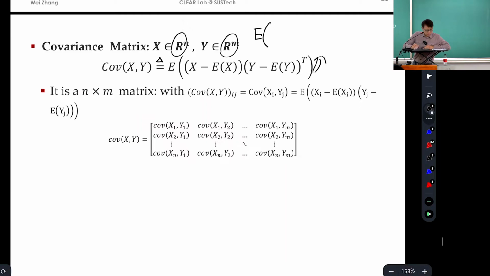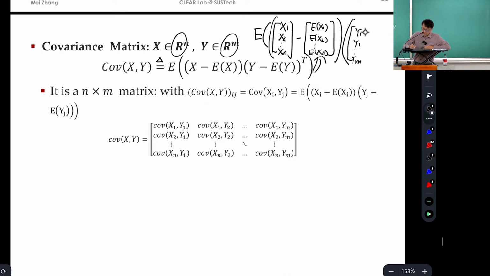It is the expectation of X, let's call it x1, x2, all the way to xn, minus the expectation of these things, which is also a vector, right? But this is a deterministic vector. Do you understand why it is a deterministic vector? It only takes one value. If you do integration of some random variable, you get a value. Okay, so that's this, times y1, y2, all the way to ym, minus the expectation of y1, all the way to the expectation of ym. And you take a transpose of this, okay?